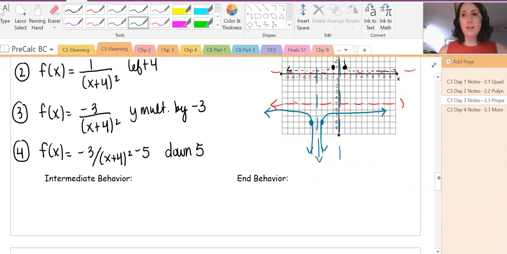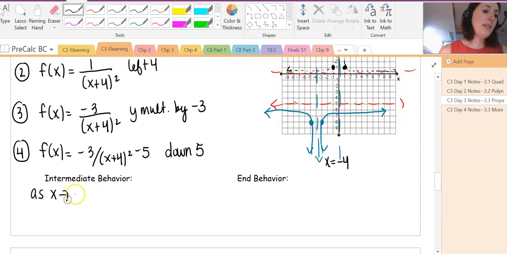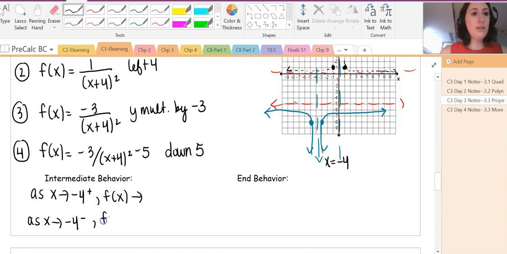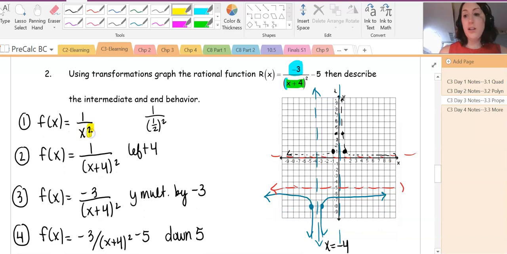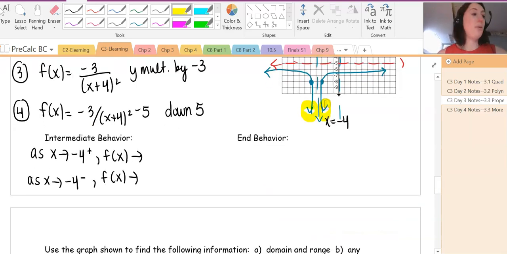All right, intermediate behavior. Remember, intermediate behavior is as we approach the vertical asymptote, which we have now just said is at x equals -4. Okay? So we'll say as x approaches -4 from the right, and as x approaches -4 from the left, f of x approaches. Okay, and because we had an even degree, you're going to notice your arrows are doing the same thing from both the left and the right. And which direction are they going? They're going down. So what are we approaching? -infinity.